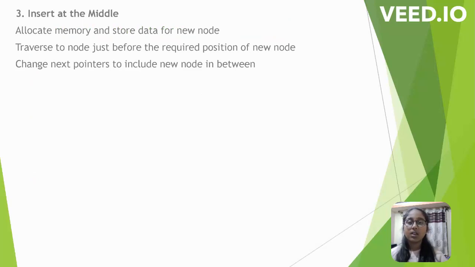Insert at the middle. Allocate memory and store the data for the new node. Traverse to the node just before the required position of the new node. Change the next pointers to include the new node in between.